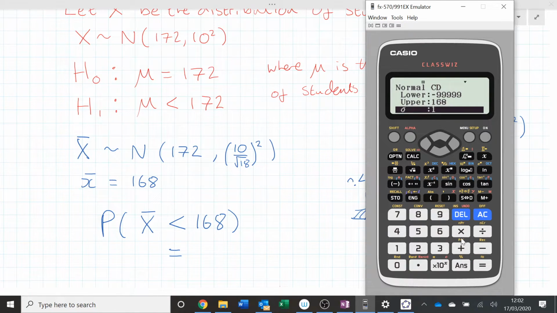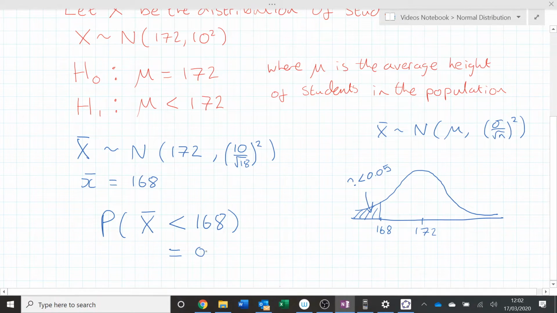My sigma, you can write the formula straight into the calculator, which is quite nice. So sigma is 10 divided by, it uses this little symbol for divided by, but that's okay, square root of 18, close brackets. And mu is 172. And so my probability is 0.0458, which is less than 5%.